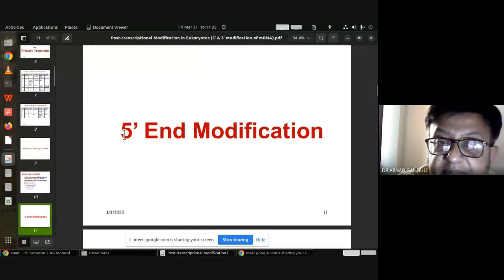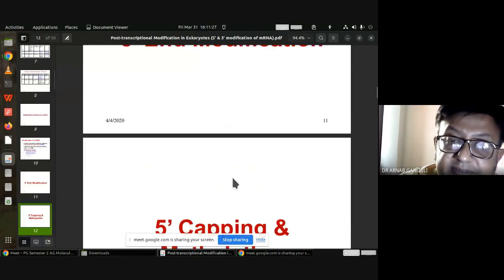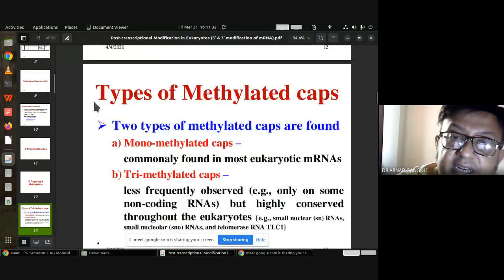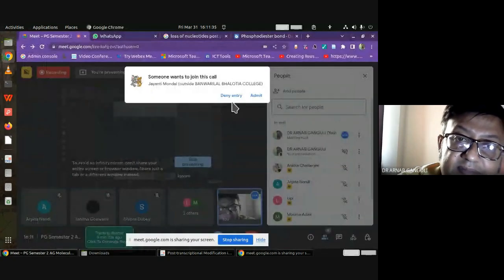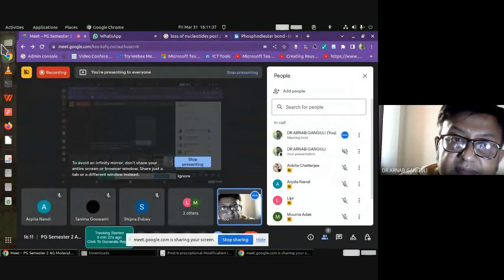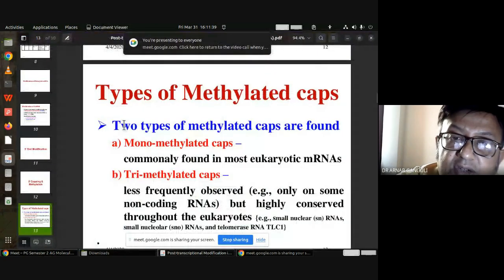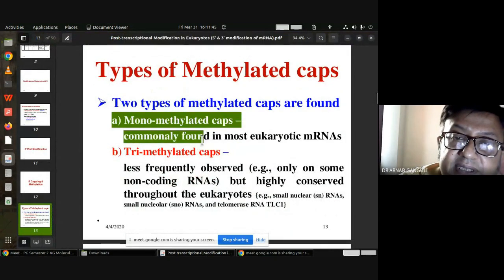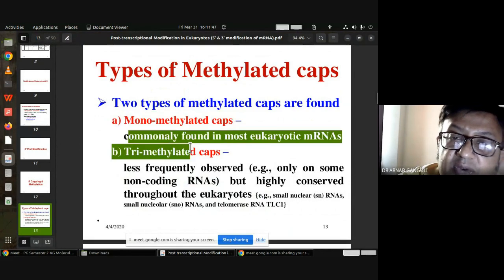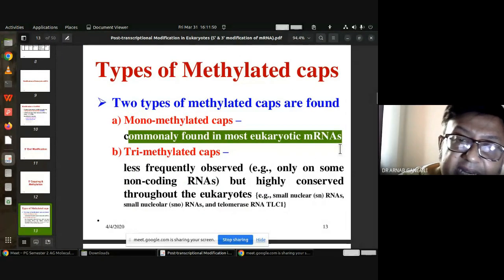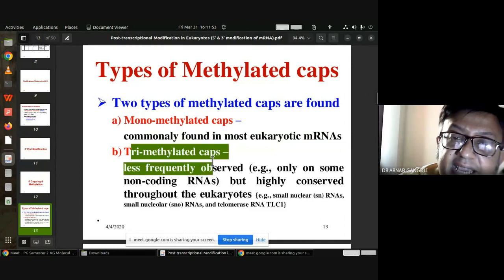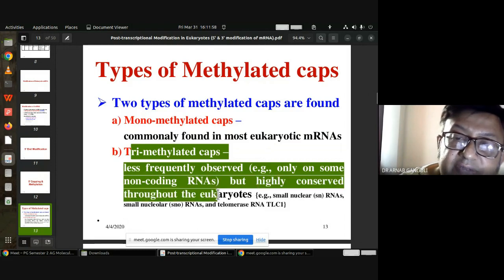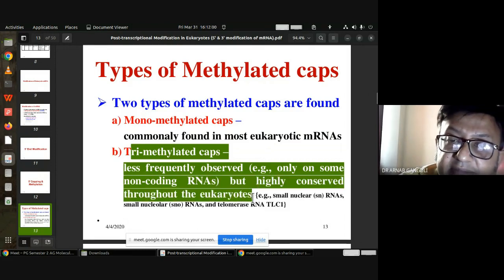So what is this 5' end modification? Then 5' capping and methylation. There are two types of methylated caps. One is monomethylated caps, which are commonly found in eukaryotic mRNAs, and you have the trimethylated caps, less frequently observed in some non-coding RNAs, but highly conserved throughout the eukaryotes.